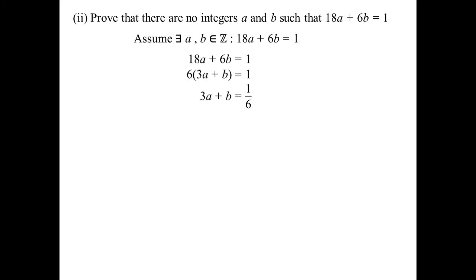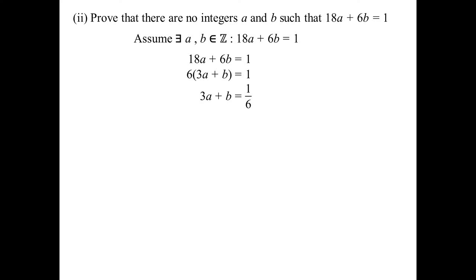Prove there are no integers a and b such that 18a plus 6b is equal to 1. Impossible to find those numbers. So, going to do it by contradiction. So I'm going to assume that there does exist integers a and b such that I can add 18a with 6b and get the answer 1. Well, 18a plus 6b is 1. We're saying that can happen.